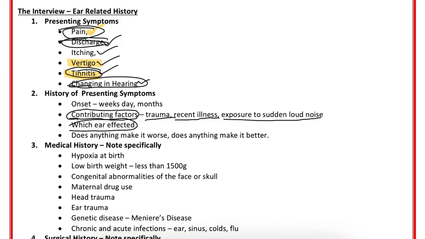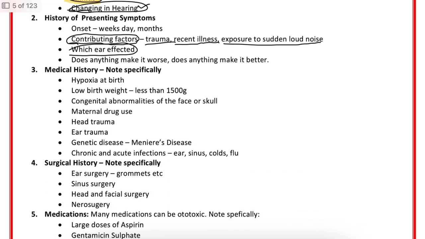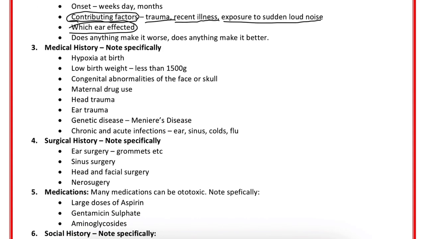Some patients will come with associated symptoms like fever, nausea, vomiting, headache, and facial weakness. So we have to know these things. Next, we can go with past medical history. If the patient has any previous ear infections, recurrence, surgery, or trauma, we have to know these things. Next, medical history. These are very important.